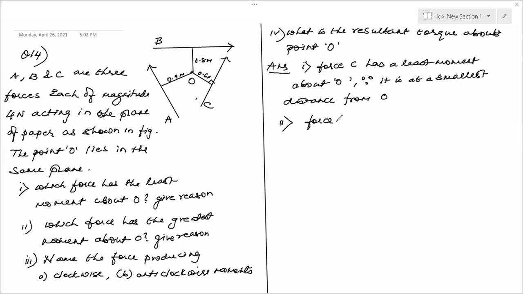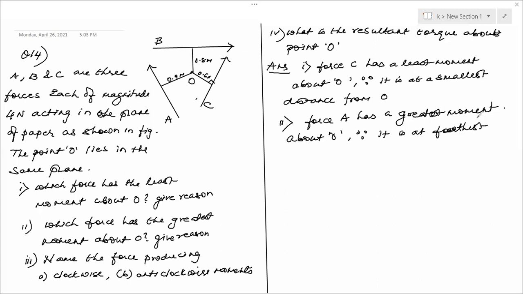Force A has the greatest moment about O. Give reason again: since it is at the farthest distance from O.